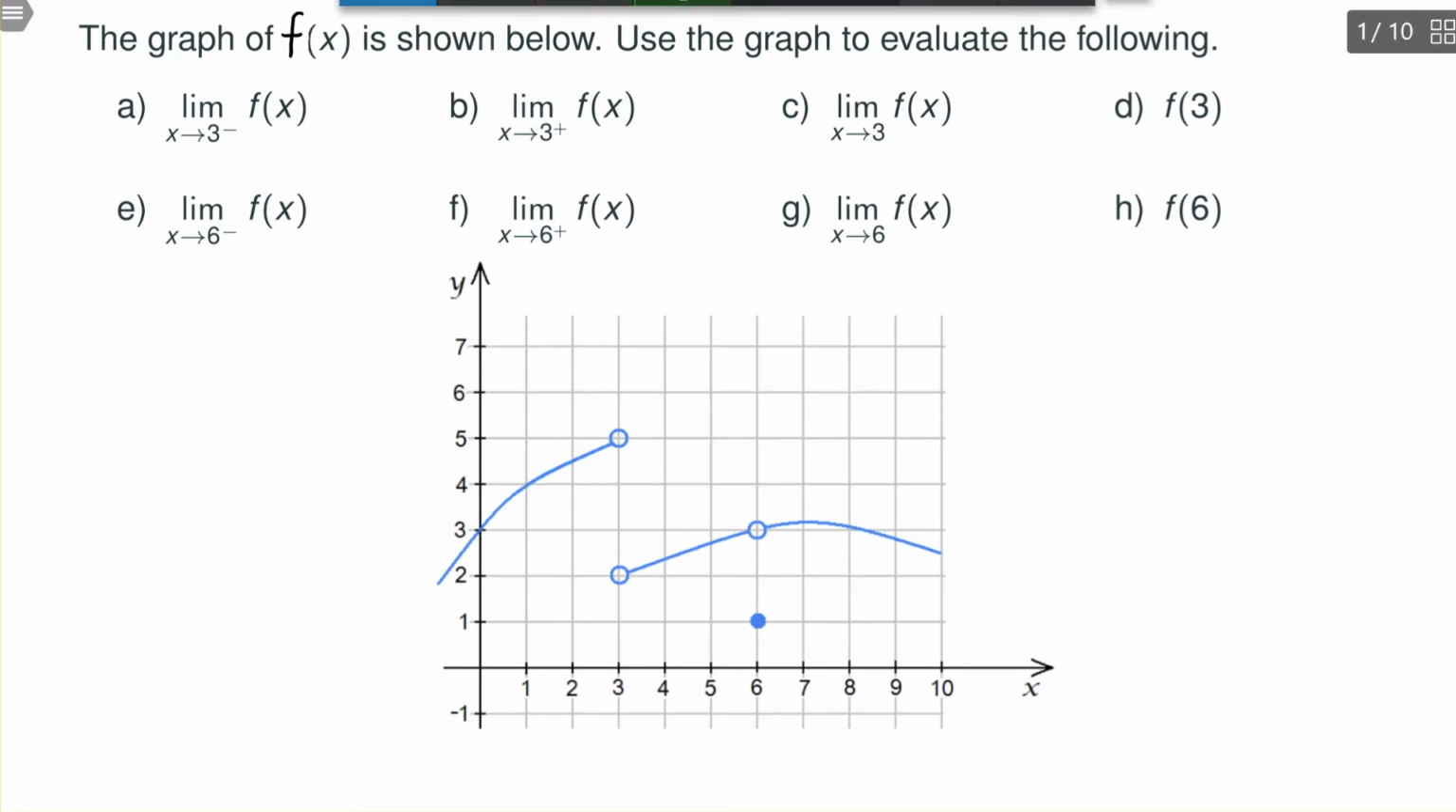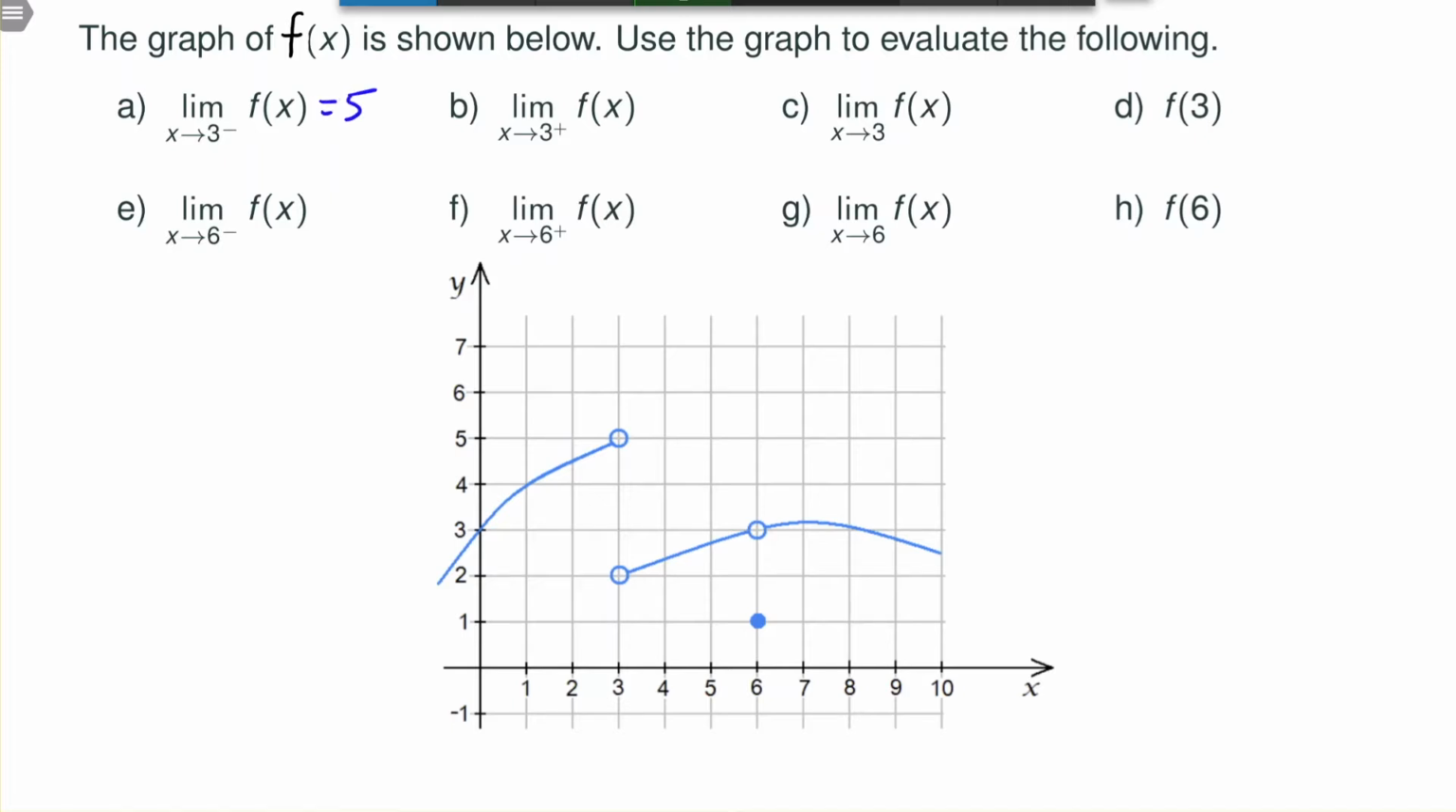As x approaches 3 from the left side, so this negative sign here means from the left side. So it's 3. So x approaches 3 from the left side. Then the y value is approaching 5. So this limit is 5.